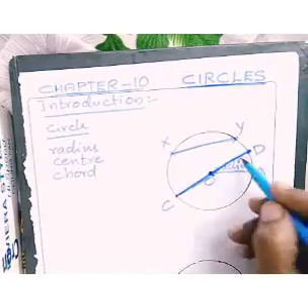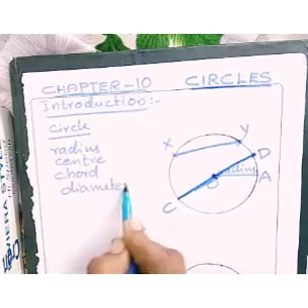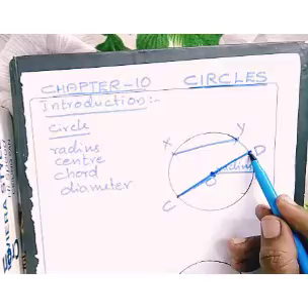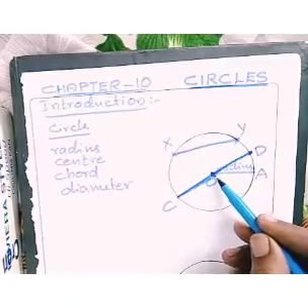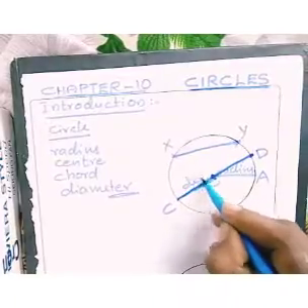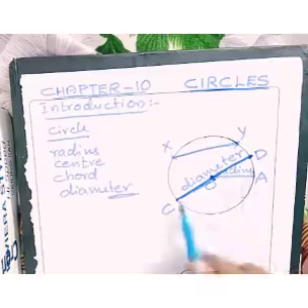So we can give it a name, which you have also studied. What is that? Diameter. Diameter is the line segment joining any 2 points on the circle which is passing through the center. And also we can say that diameter is the longest chord. Diameter is the longest chord.